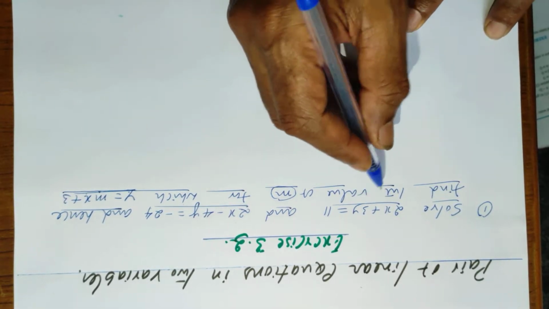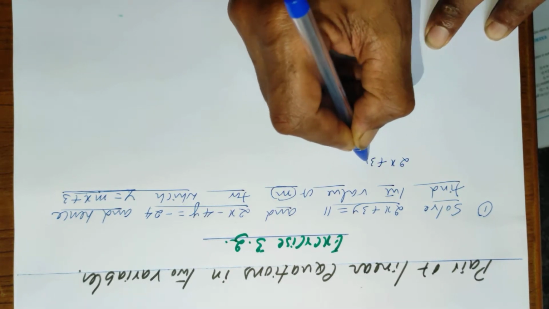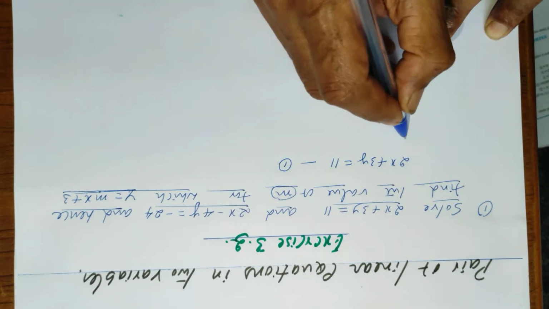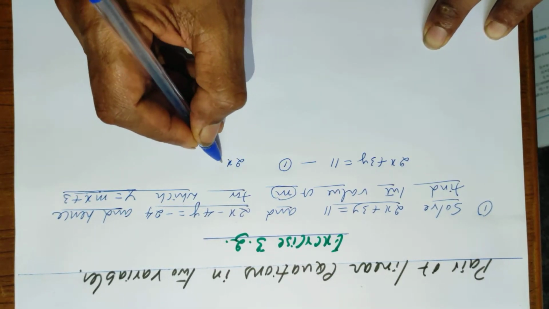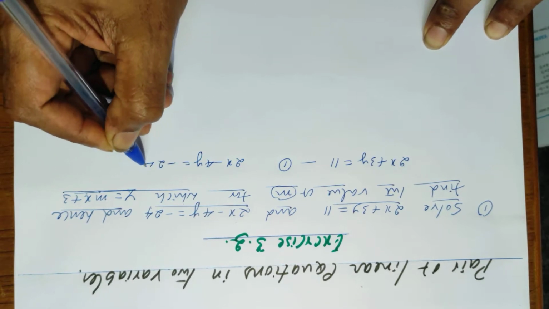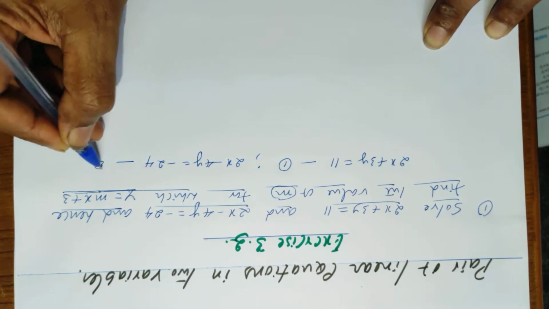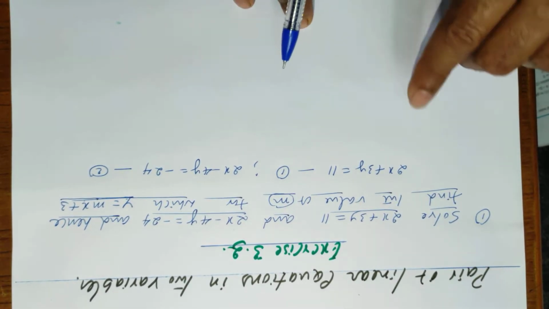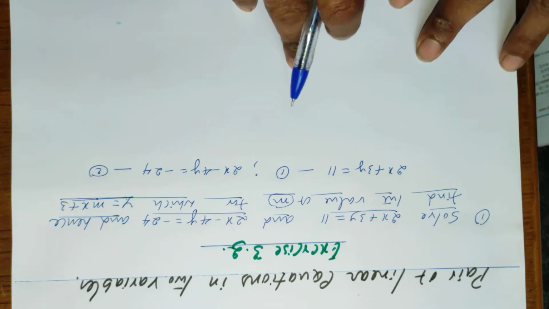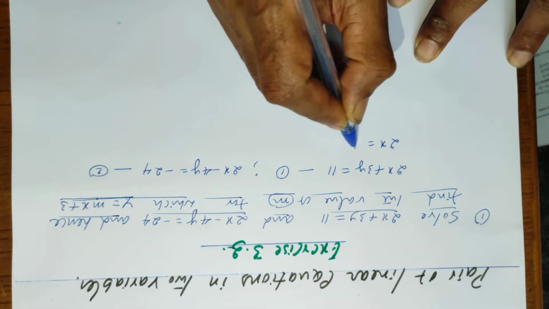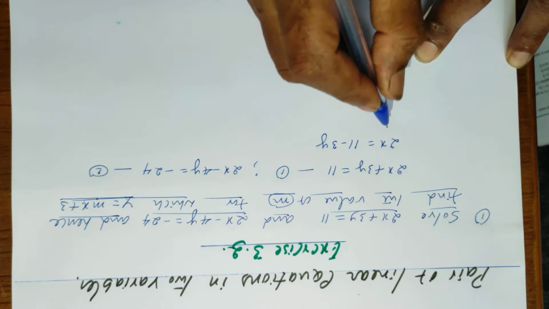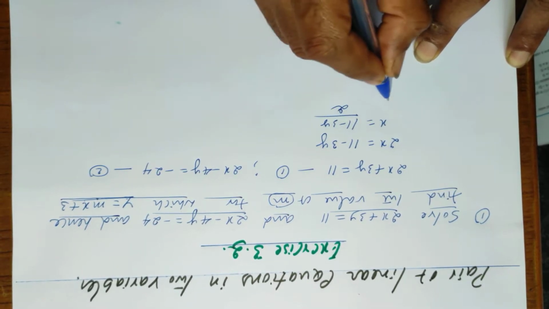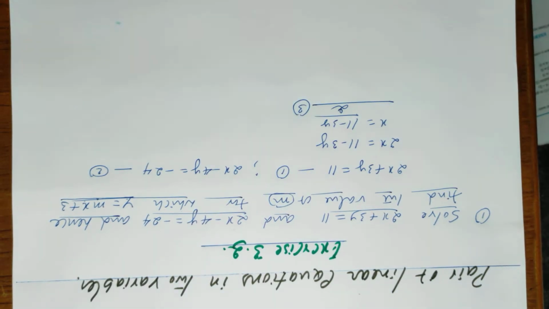Let me write the equations first. 2x plus 3y is equal to 11. I call this one as 1. 2x minus 4y is equal to minus 24. I call this one as equation 2. So I have to express the value of one variable in terms of the other. 2x is equal to 11 minus 3y. x equals 11 minus 3y by 2. I call this relation as 3.